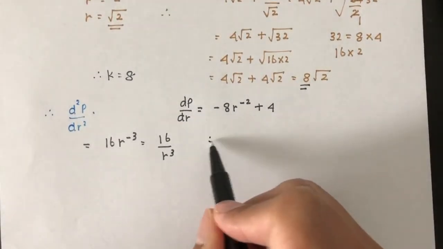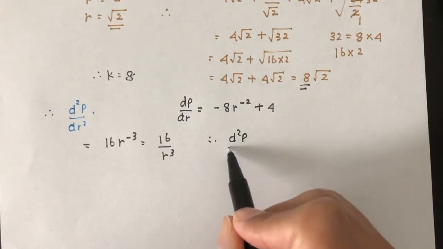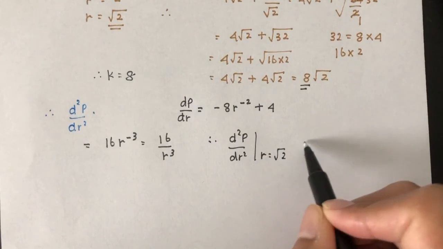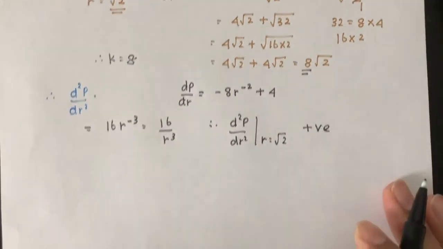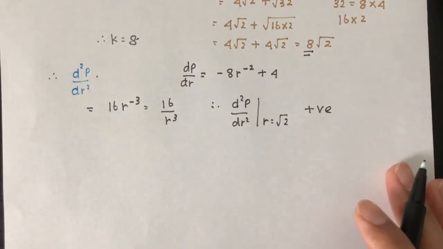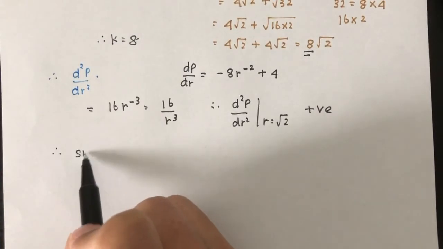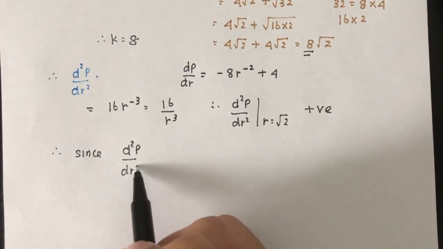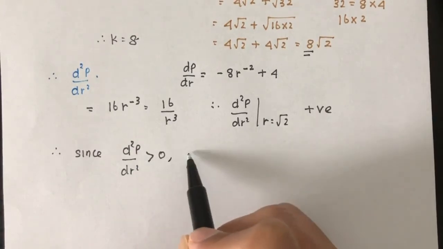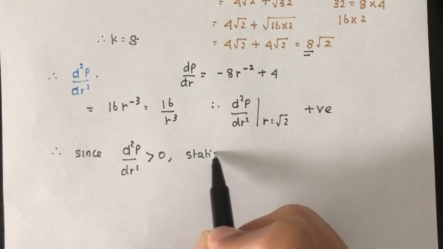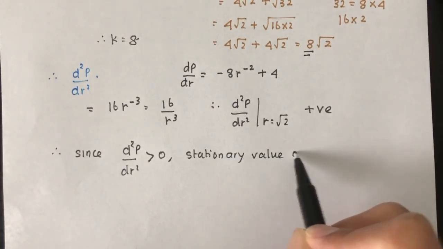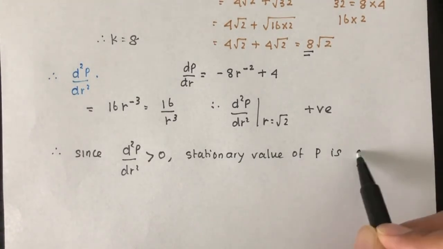Now since we know that d2p by dr2, for the value of r equal to root 2, is going to be a positive value, that has to be a minimum value of p. So write down, since d2p by dr2 is more than 0, the stationary value of p is a minimum value.